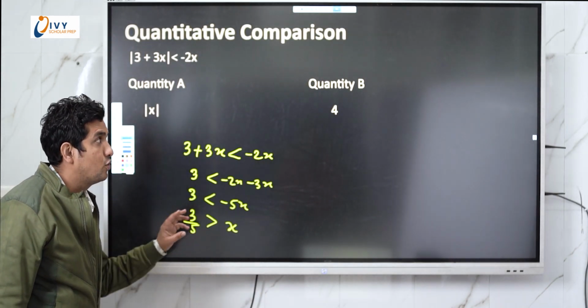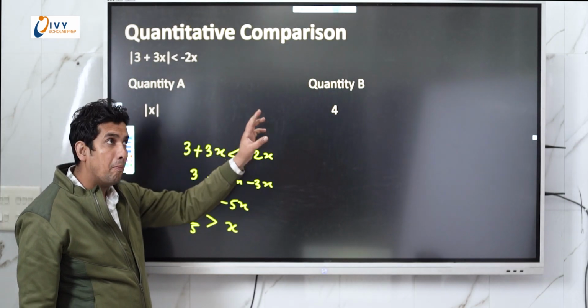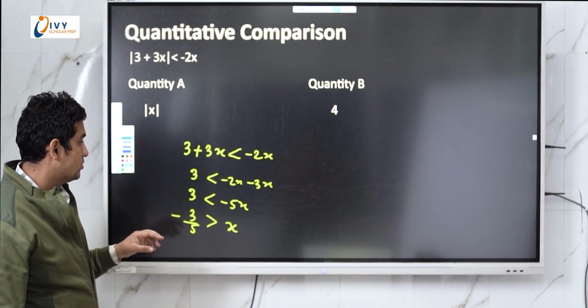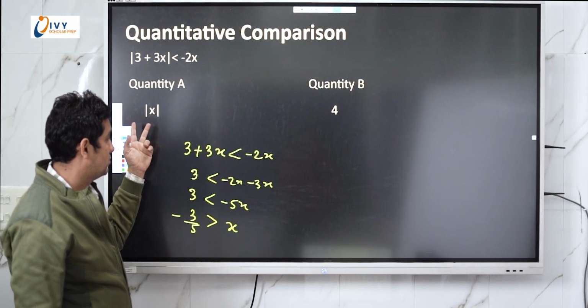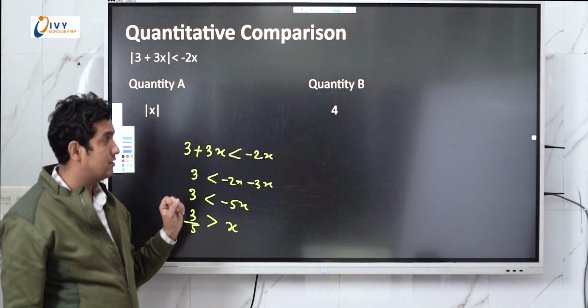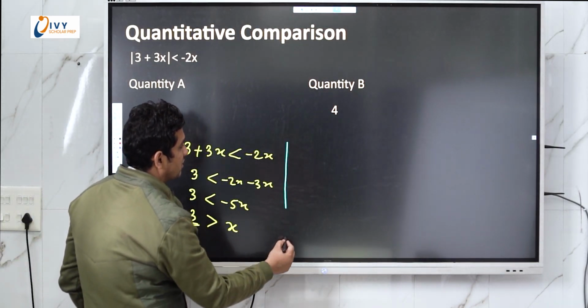But hang on. You might think I can mark quantity B to be the answer. But the problem here, as you could see, is that it's a mod of x, right? So you might have a negative number and that could be coming bigger. So let's wait for a minute. Now let's try the other way to solve this.